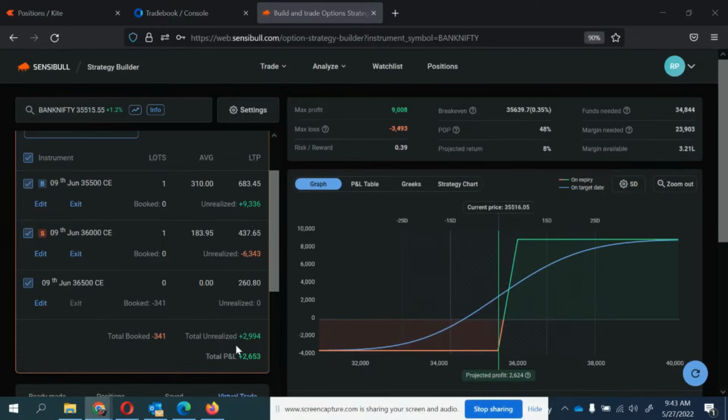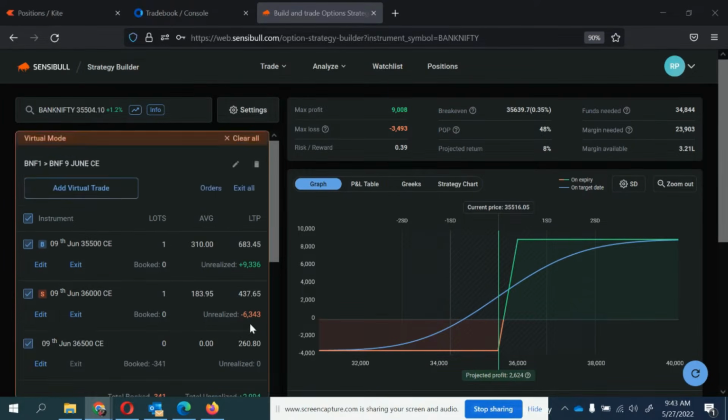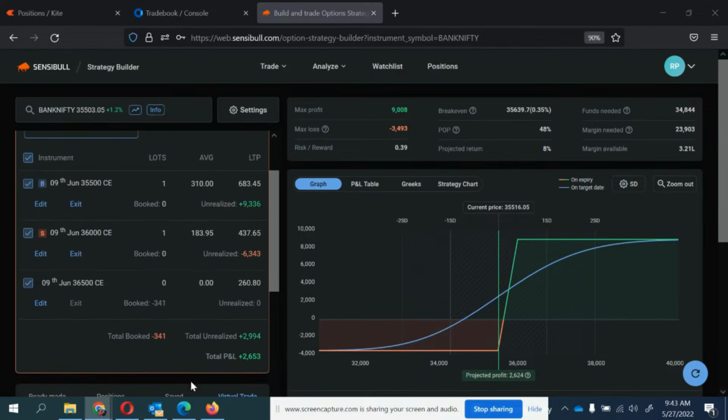So today I'll be explaining the trade logic, how I earned almost 10 to 14% with the overnight Bank Nifty trade. This is my real trade. I'll tell you the logic.